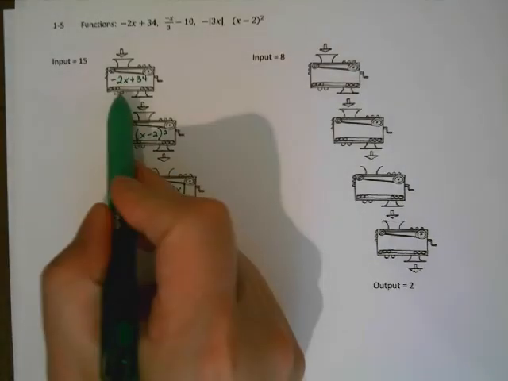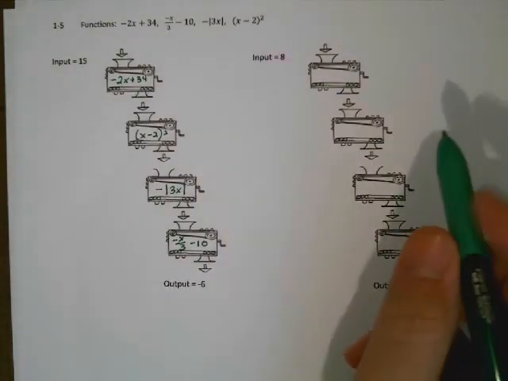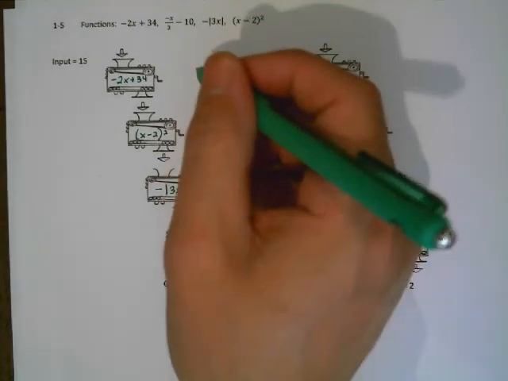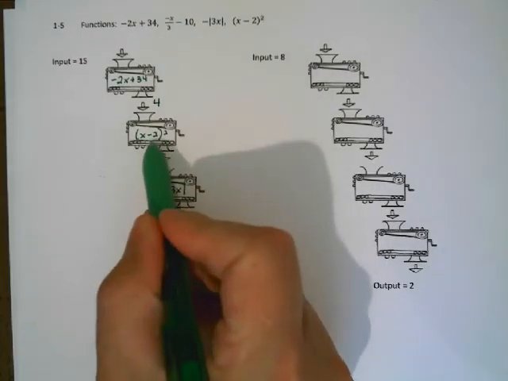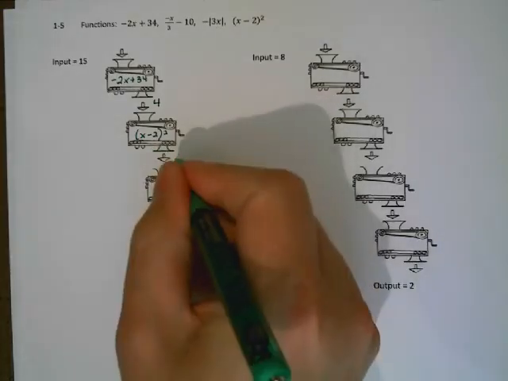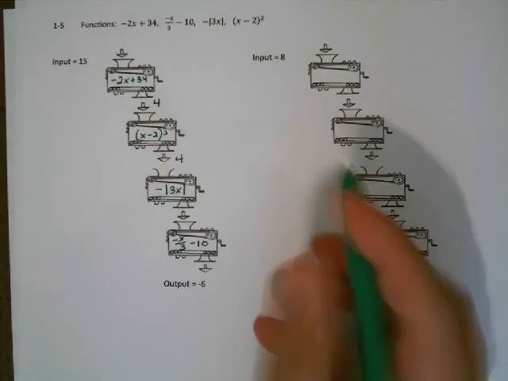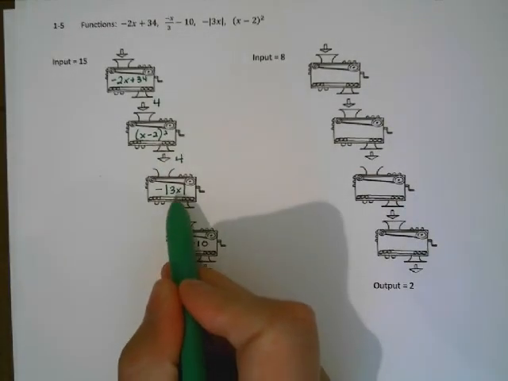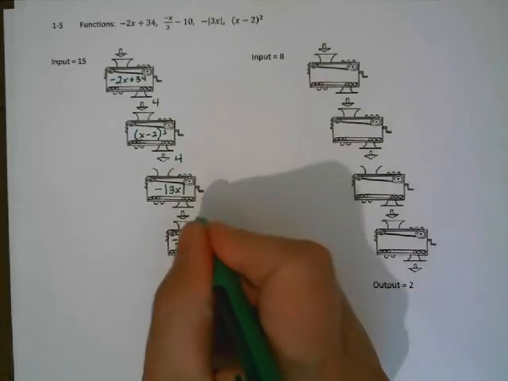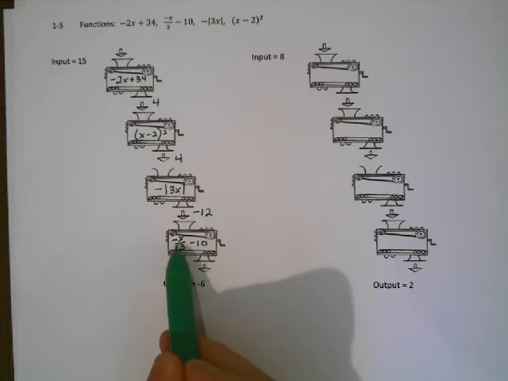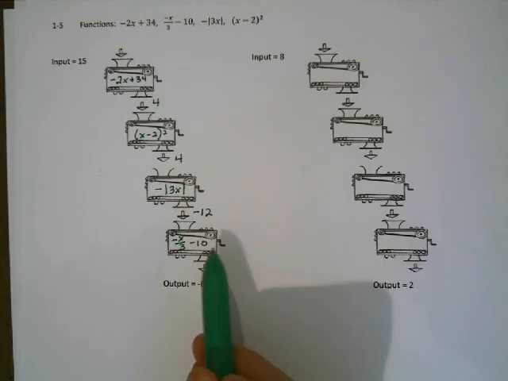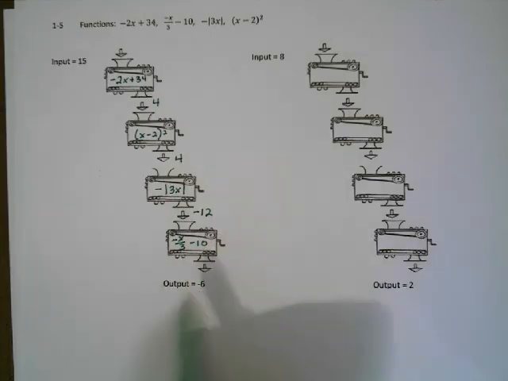If you plug in 15, you get -30 plus 34. And -30 plus 34 is 4. If you plug in 4 here, 4 minus 2 is 2. 2 squared is still 4. If you plug in 4 here, 3 times 4 is 12, and then we make it negative, so that's -12. This one, we do -12, which is +12. +12 divided by 3 is 4, and 4 minus 10 is -6, and we get it to work.